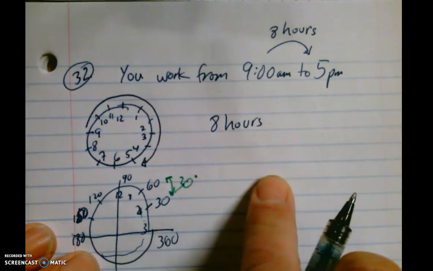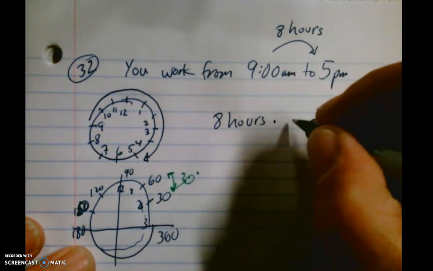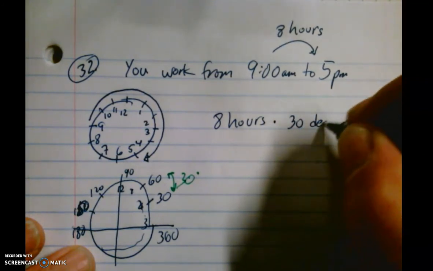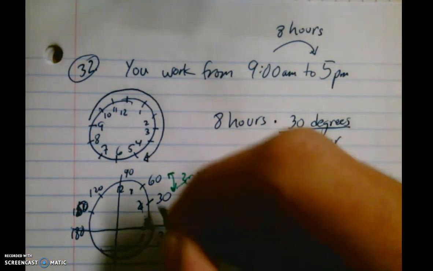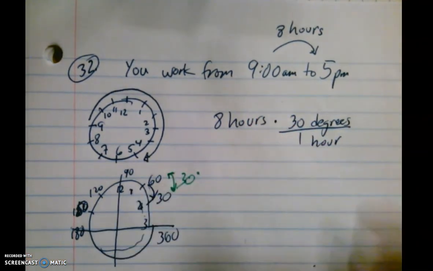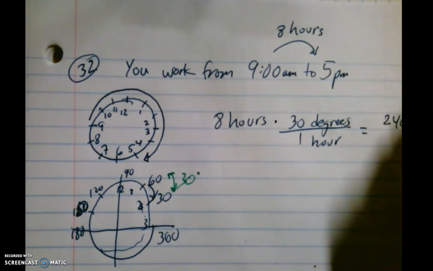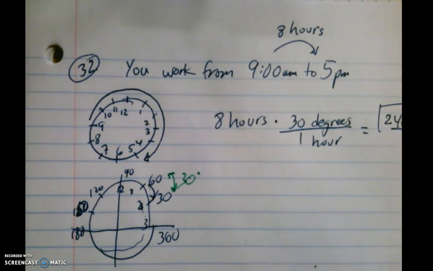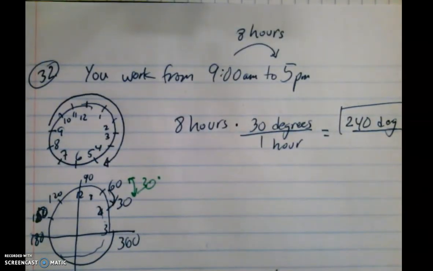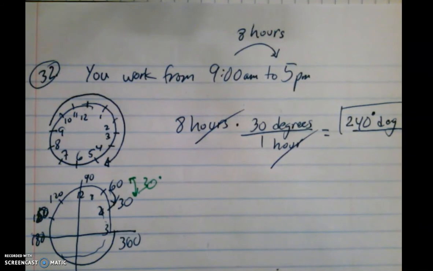So this is essentially a conversion problem as well. You've got 8 hours times 30 degrees, which is how far the clock moves in 1 hour. For every hour, it goes 30 degrees. All right. Oops, sorry. Now you can see it. 240 degrees, or I could just put the little degree sign up top. What happened to the hours? Hours canceled, and you just have your answer in degrees.